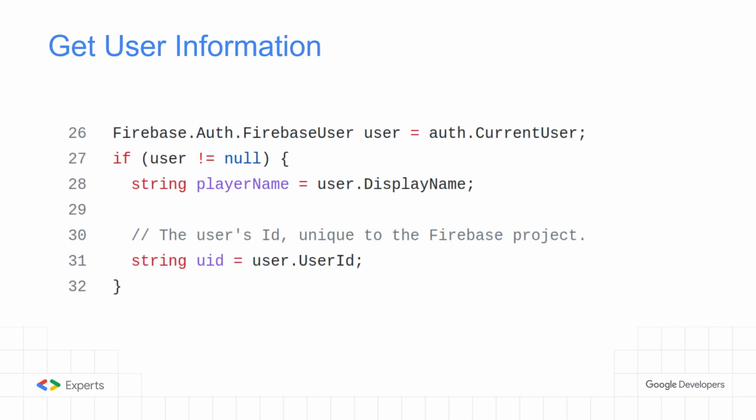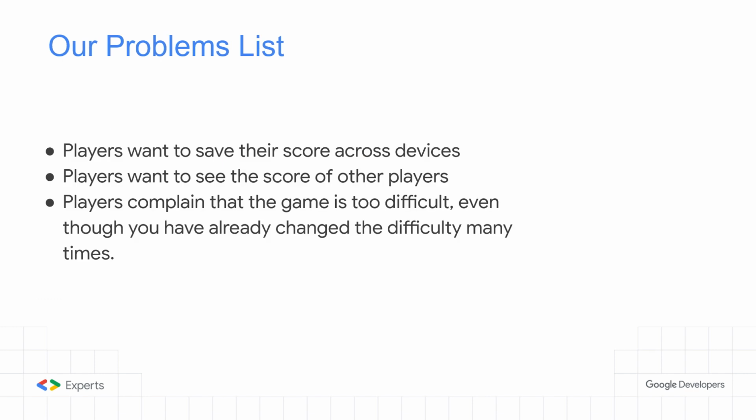Now we can check if a user is signed in by using this code in any screen of our game. And we can also retrieve the unique ID as shown here. Going back to our problems list, we still haven't solved any of those problems, but we actually took a huge step towards that goal, because now we are able to distinguish our players by their unique ID. So now that we can verify their identity, let's save their scores, and for that we can use Cloud Firestore.